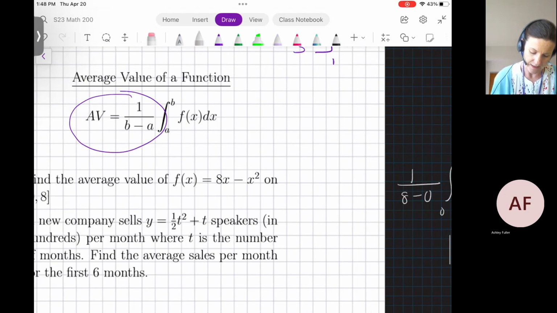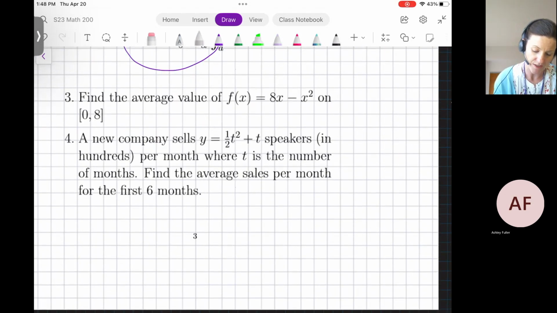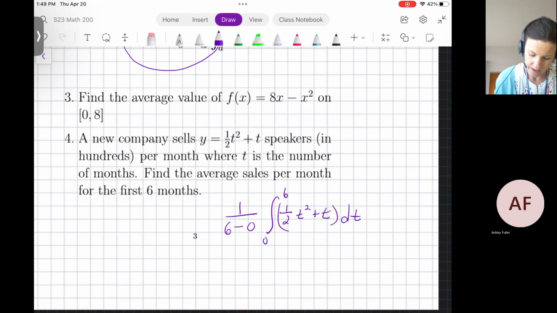On a practical side, this can be used to find average sales. So for example, here we have a company that is selling 1/2 t squared plus t speakers per month, where t is the number of months. To determine the average during the first 6 months, we're going to do 1 over 6 minus 0 times the integral from 0 to 6 of 1/2 t squared plus t dt.